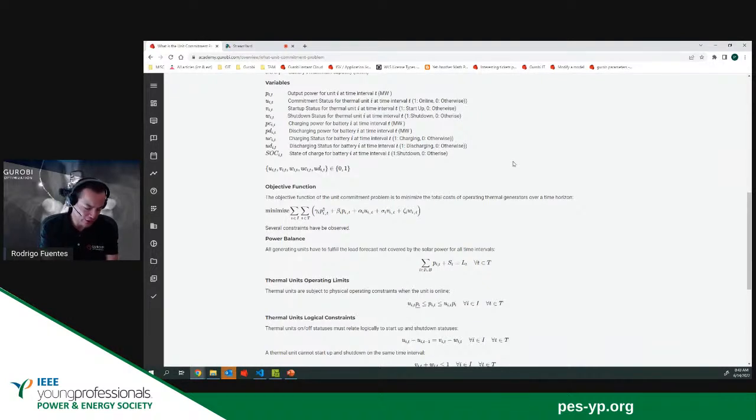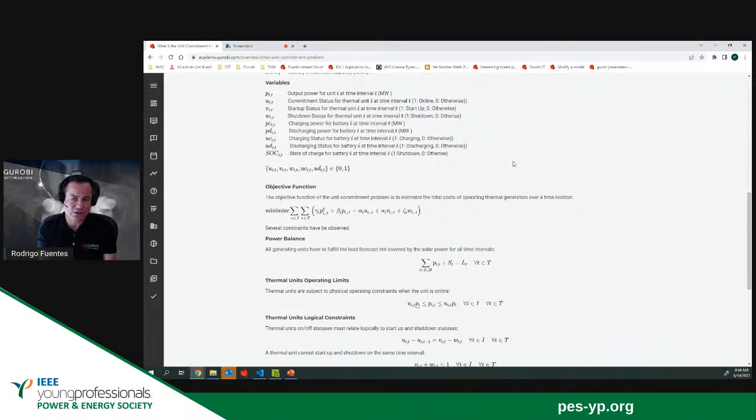A unit can be either on or off. That's a 0-1 variable. A variable can start up in a certain interval, or it can shut down in a certain interval. That's a 0-1 variable. A battery can either charge on an interval or not be charging on an interval. That's another binary variable, and so on.